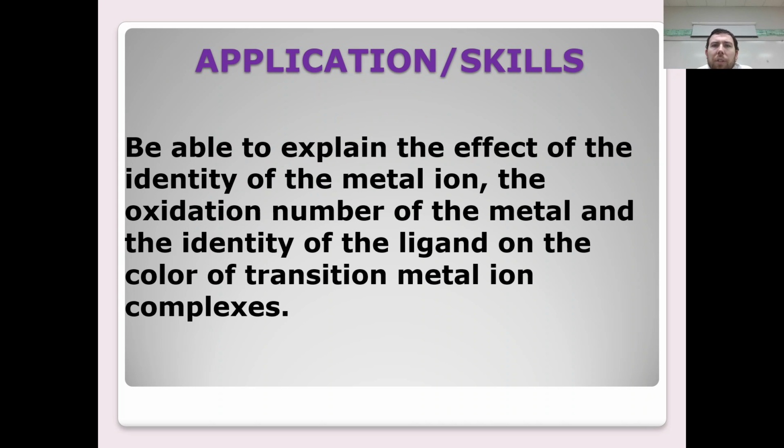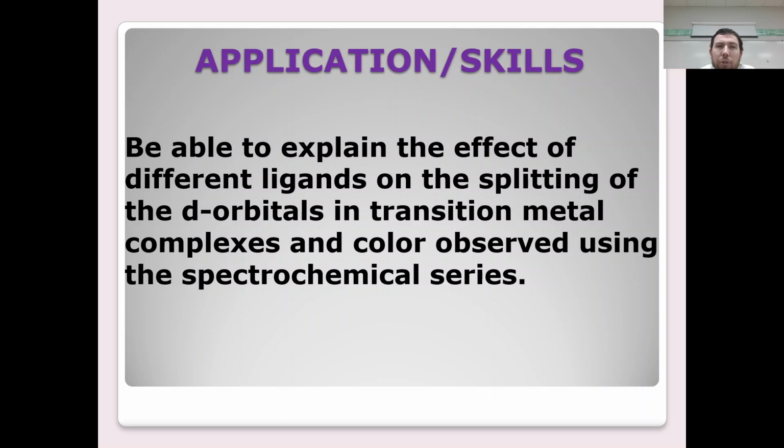We should be able to explain the effect of the identity of the metal ion, the oxidation number of the metal, and the identity of the ligand on the color of the transition metal ion complexes. We should also be able to explain the effect of different ligands on the splitting of the d orbitals in transition metal complexes and the color observed using the spectrochemical series, which can be found in the IB chemistry data booklet.